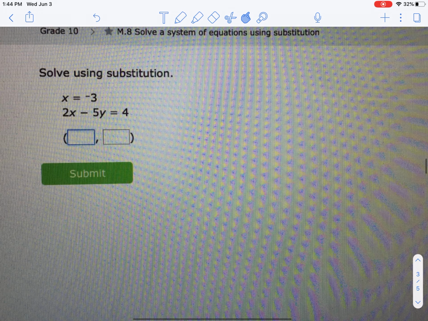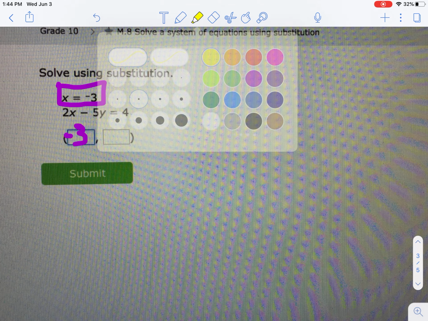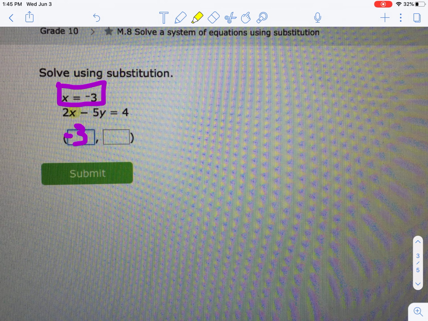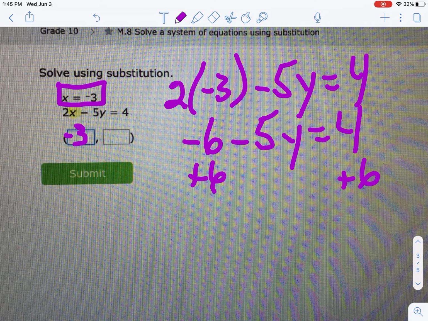Okay, this question's similar. We're going to solve using substitution. They already tell us that x equals negative 3, so we can put negative 3 in the x value. Now the next step is to put the x there where the x is, to substitute. So we have 2 times negative 3 minus 5y equals 4. 2 times negative 3 is negative 6. Minus 5y equals 4.